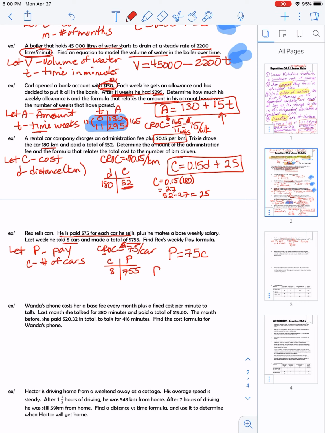Well, if he sold 8 cars at $75 per car, that's going to be 75 times 8, which is $600. I don't want $600. I want $755. So what are we going to have to do? We're going to have to add on another $155.